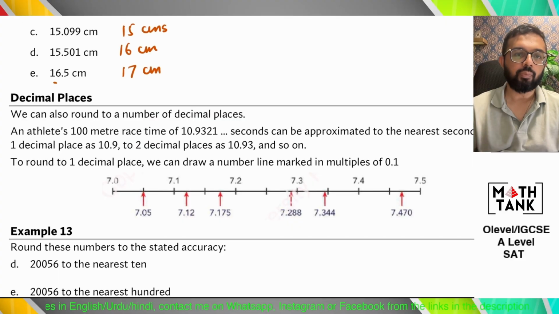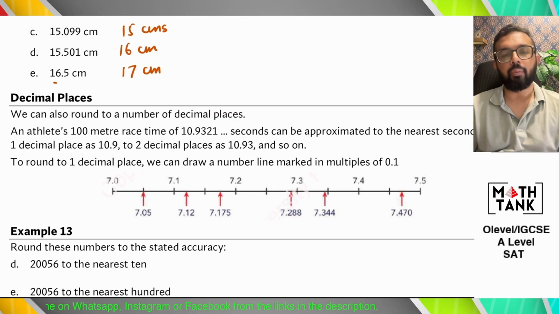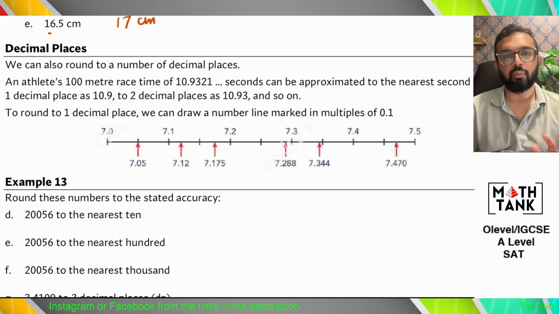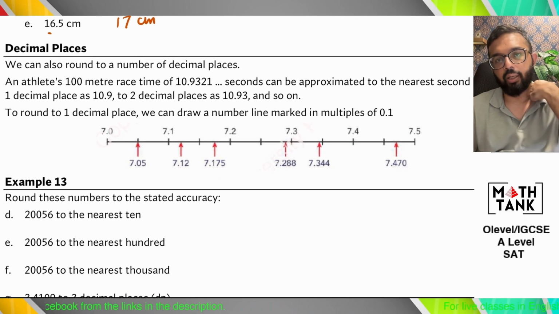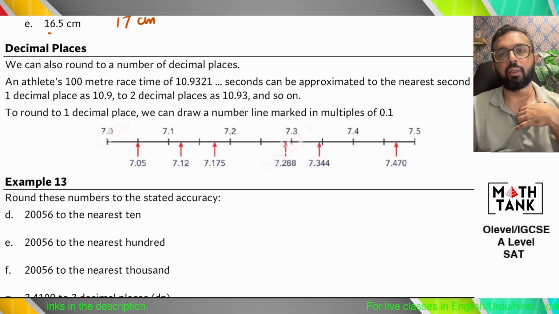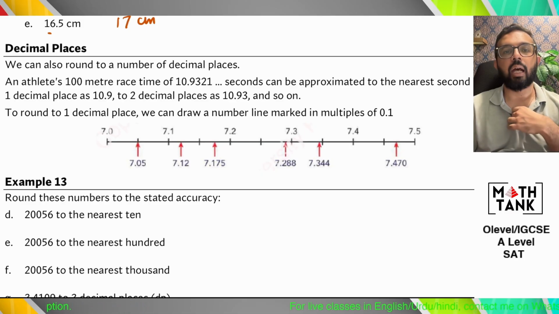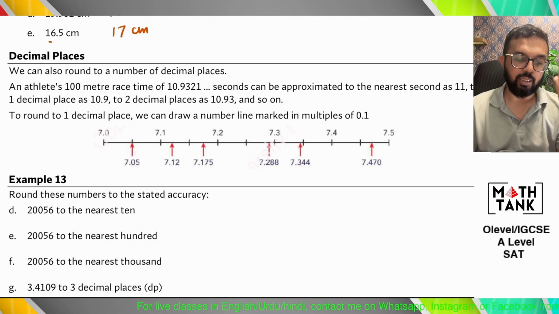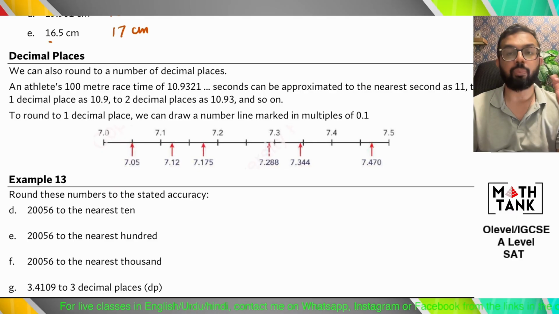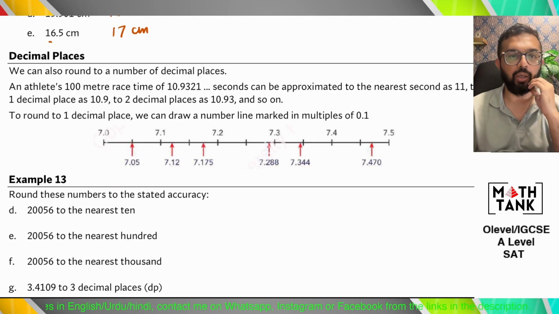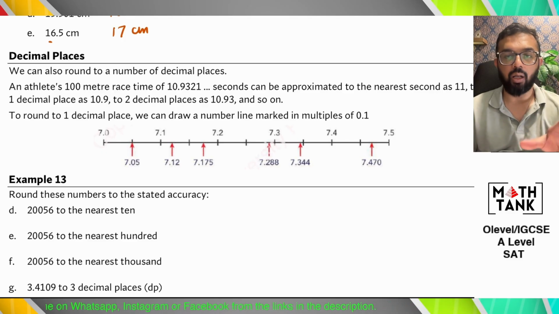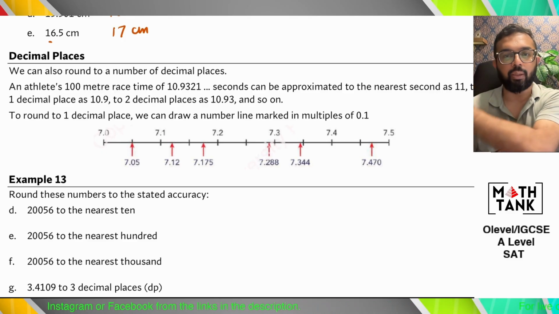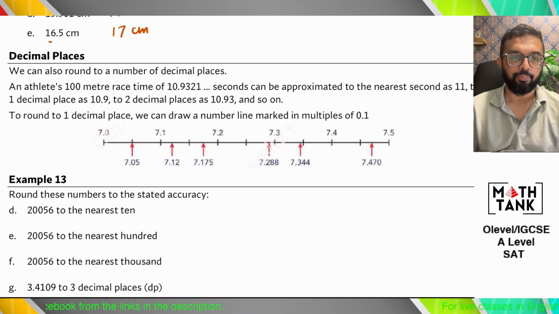We can also round off to a number of decimal places. An athlete's 100-meter race time of 10.9321 seconds can be approximated to the nearest second as 11, to one decimal place as 10.9, to two decimal places as 10.93, and so on. To round off to one decimal place, we can draw a number line marked in multiples of 0.1, so 7.0, 7.1, 7.2, and so on.